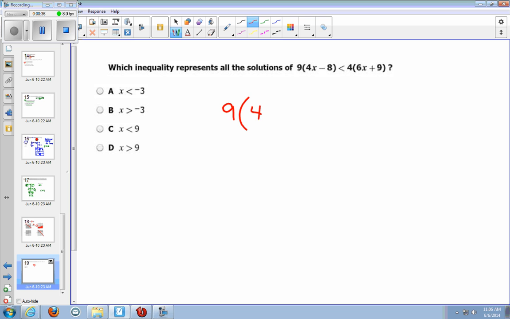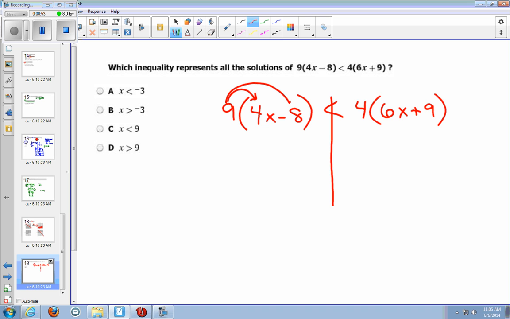So at this point, whenever I see parentheses with a quantity, with a number out in front, I want to make sure that I'm distributing that number to the quantity. So we have a couple of different distributions here. First, on the left-hand side, I distribute 9 to 4x, and I distribute 9 to negative 8. So that's going to give me 36x minus 72 is less than, I distribute the 4 to the 6x, and I distribute the 4 to the 9. 4 times 6x gives me 24x, and 4 times 9 gives me 36.